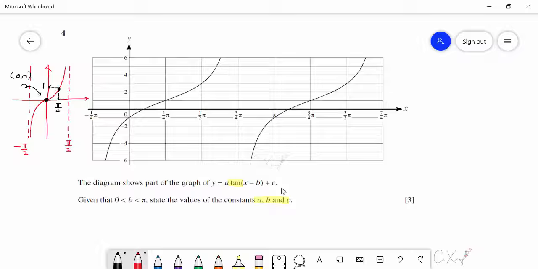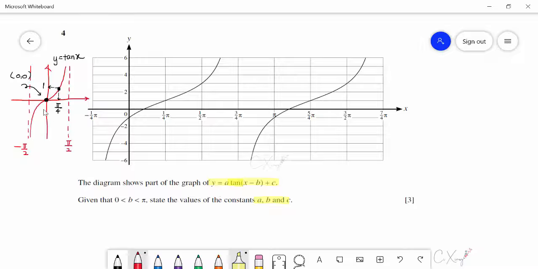Okay, all right, so this is what we have for the original graph of y equals tangent x. And now after they go through a few transformations, the graph becomes something like this, and the function of the new diagram is something like this. We are going to try to find out the values for a, b, and c.